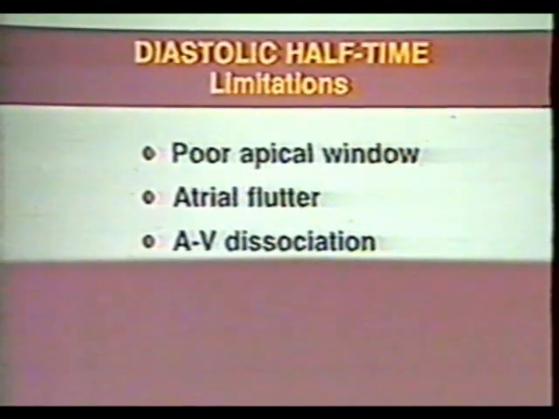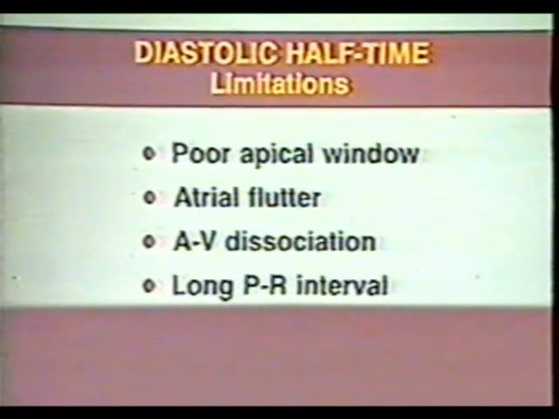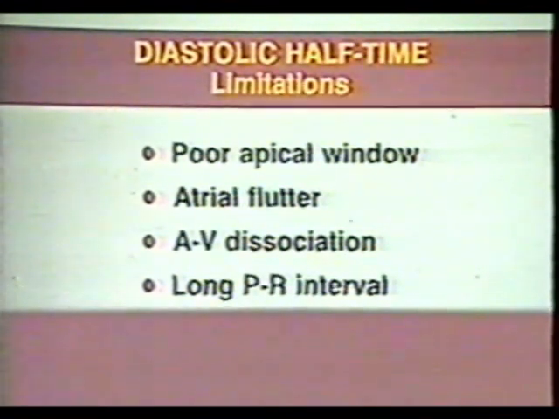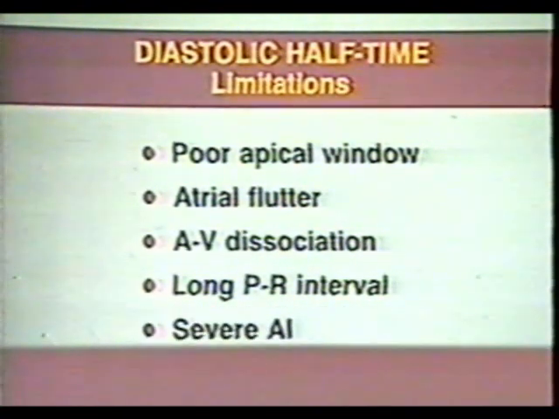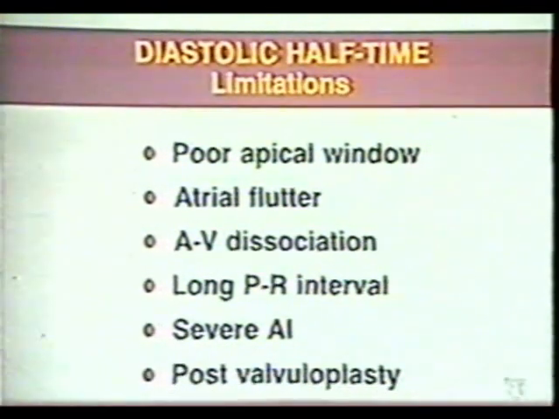However, there are limitations to using the pressure half-time as a measure of the severity of mitral stenosis. These include the fact that it is unobtainable in a few patients with poor apical windows. It is often difficult to measure the half-time in the presence of atrial flutter, AV dissociation, or a prolonged PR interval. And the half-time method of calculating mitral valve area has been shown to be inaccurate in the face of severe aortic insufficiency and also immediately after mitral balloon valvuloplasty.